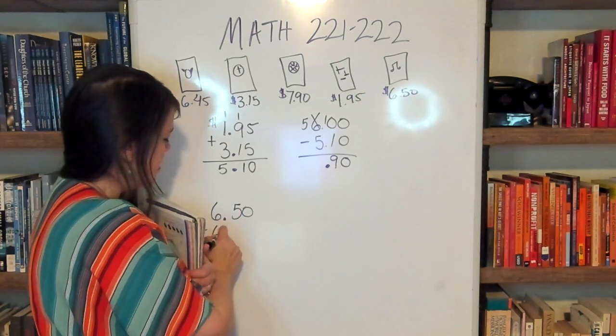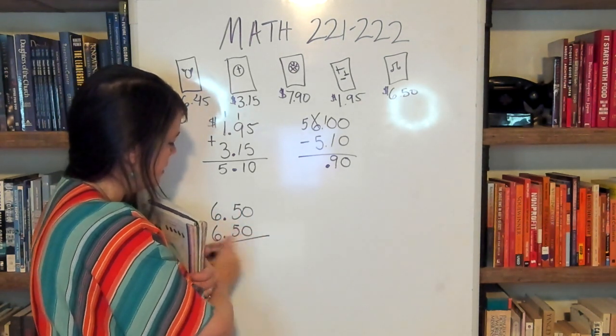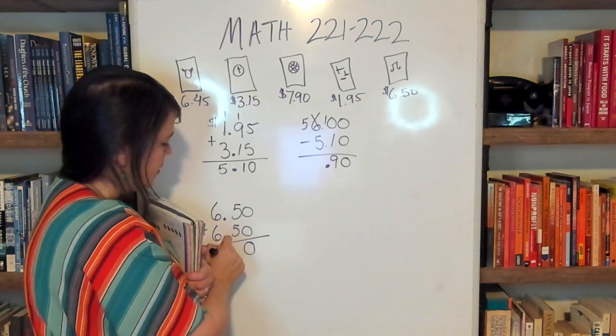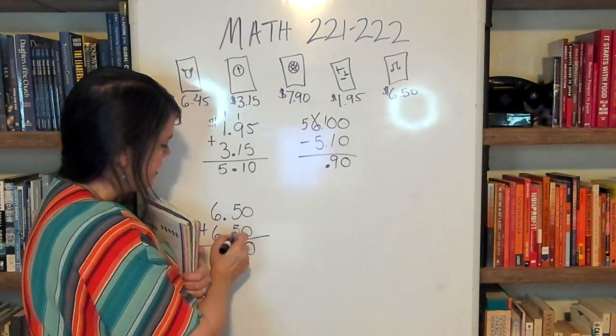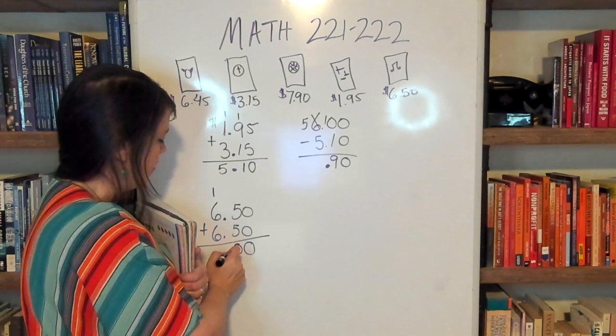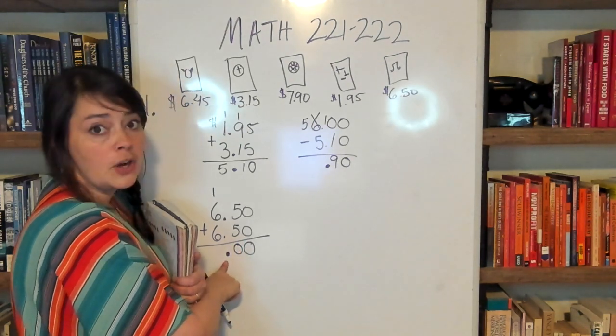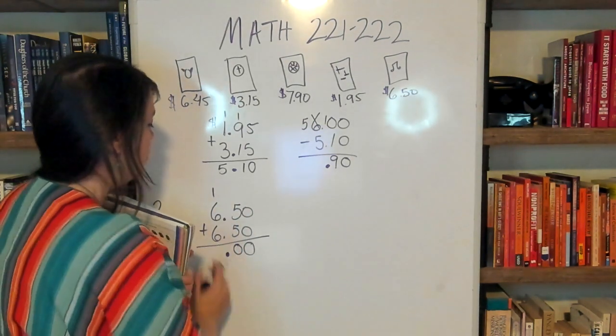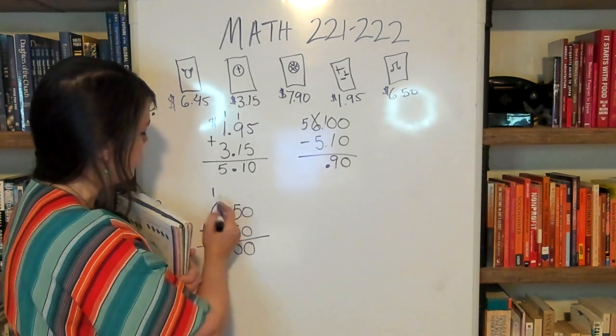$6.50 plus $6.50. 0 plus 0 is 0. 5 plus 5 is 10. Carry that one over, rename that one. Make sure our decimal point is here. And when I wrote these, I made sure the decimal points all lined up.